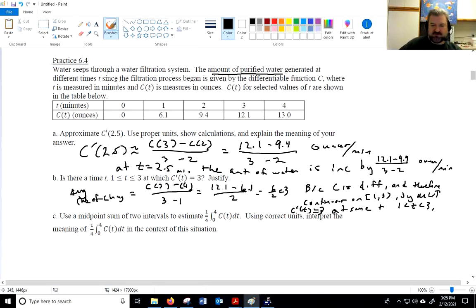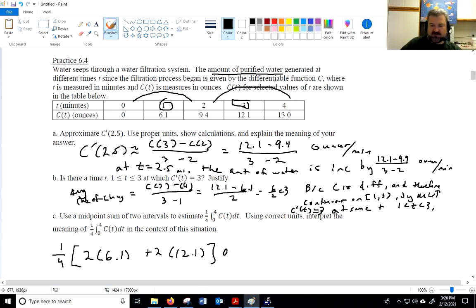Okay, next it says, use a midpoint sum of two intervals to estimate 1/4 of the integral from 0 to 4 of c of t dt. So we need to use two intervals and a midpoint sum. So we're going to go from 0 to 2 and from 2 to 4, but we'll be using the midpoint values. That's at 1 and 3. So I'll say that we have 1/4, and then my integral will be 2 is the rectangle base, and the height, we're using the middle of it. We're going from 0 to 2, but we're using the midpoint of 0 to 2, which is 1, and that midpoint value has a c value of 6.1. Plus, again, a width of 2, and then this time a height of 12.1.